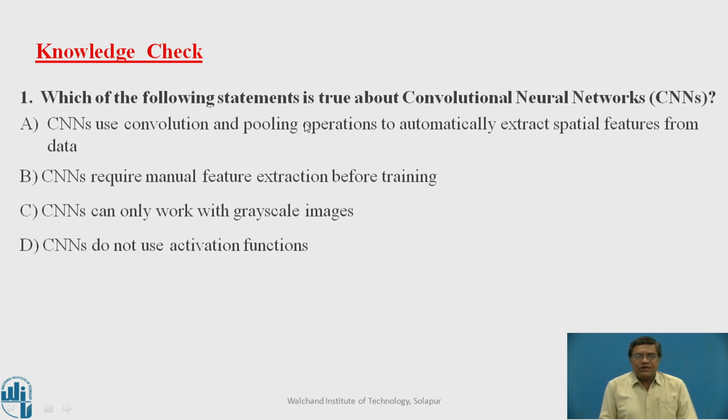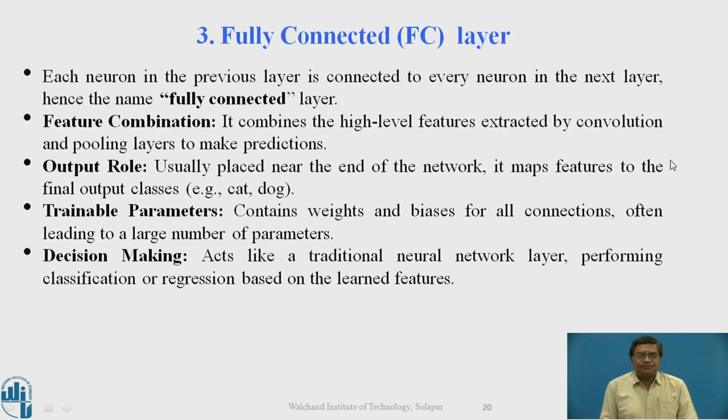Which of the following statements is true about convolutional neural networks? We have 4 options: A, B, C, D. Here the correct answer is A. CNN uses convolutional and pooling operations to automatically extract spatial features.